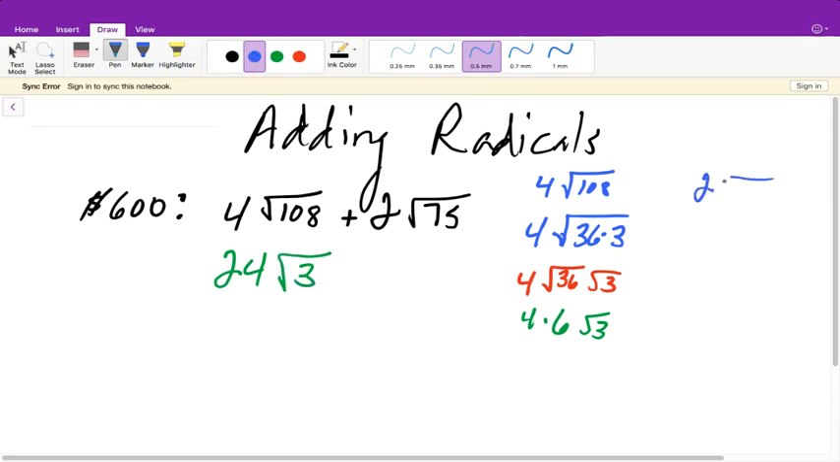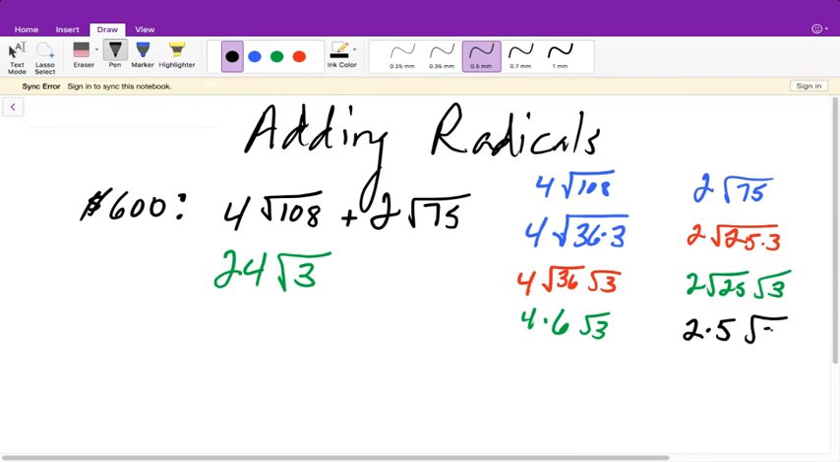For the next one, 2 times the square root of 75. Well, 25 is a perfect square that goes into 75, and 25 goes into it 3 times. All right, we can separate them, so it becomes 2 times the square root of 25 times the square root of 3. And that will then give me 2 times 5 times the square root of 3. And 2 times 5 is going to give me 10, so it becomes plus 10 times the square root of 3.